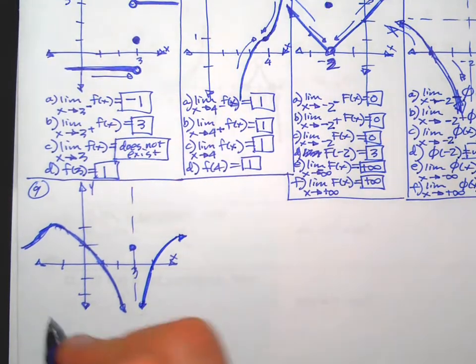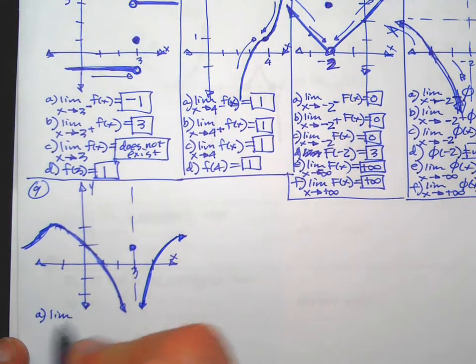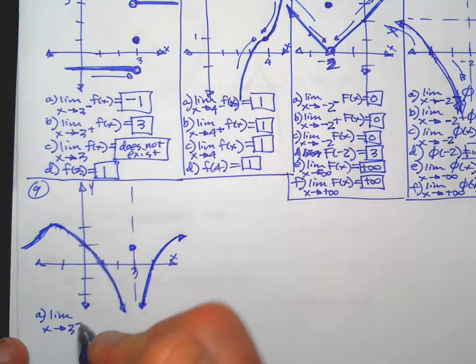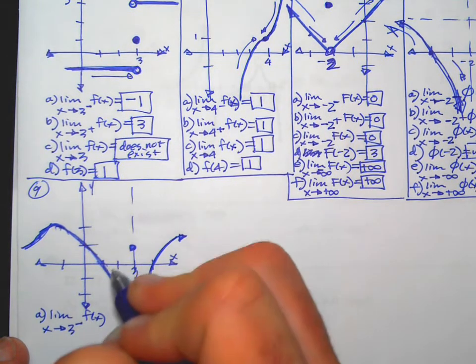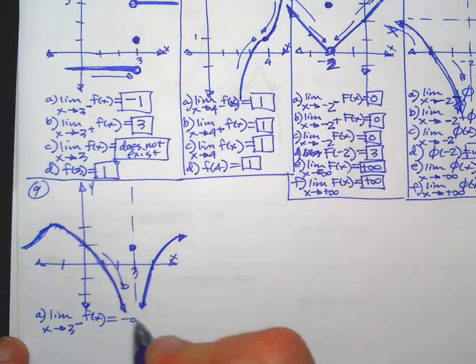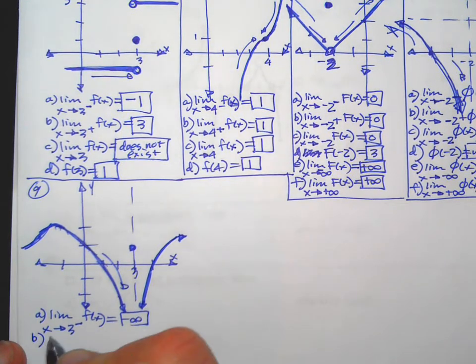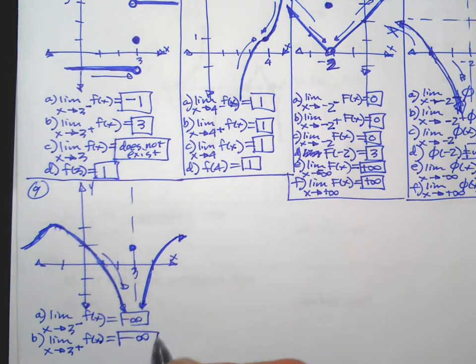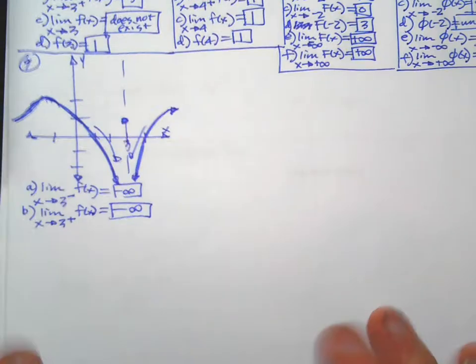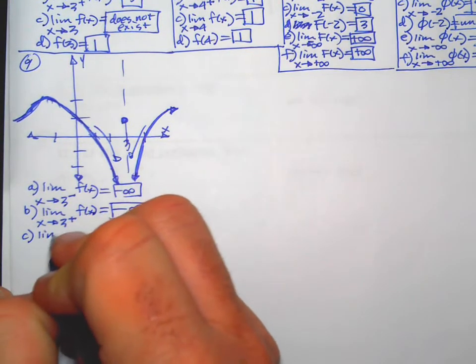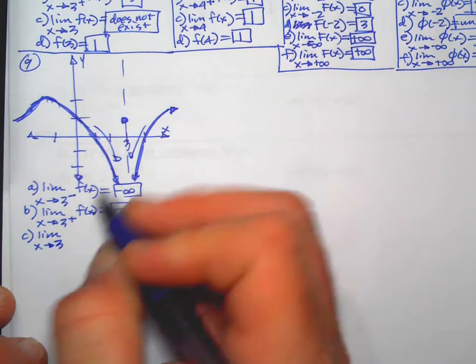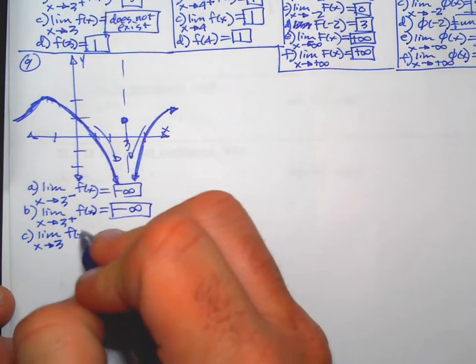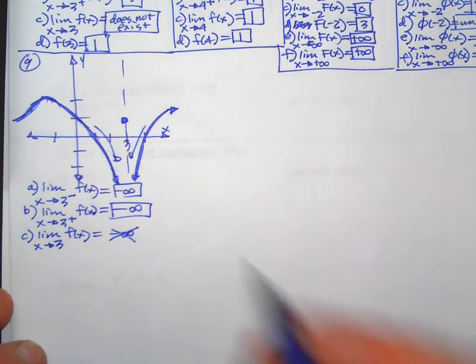Okay, so A says limit as x approaches 3 from the negative side. It means we're approaching 3 from the left side, and that's negative infinity. B, probably predictably, approach 3 from the right side, which is also negative infinity. It's going down. C, probably the overall limit. Now, I think the book may have actually put negative infinity. I don't want that answer here.